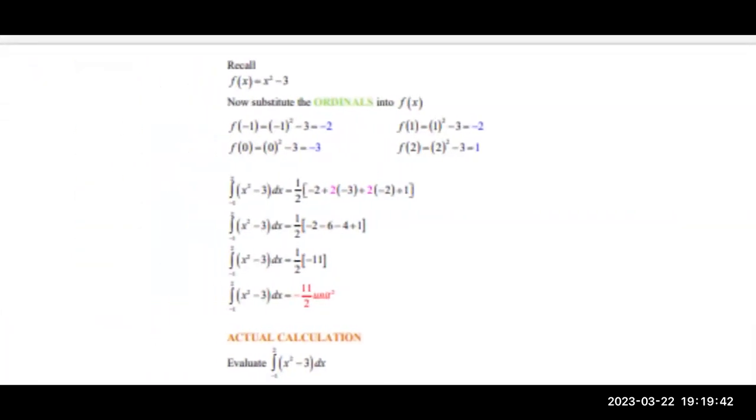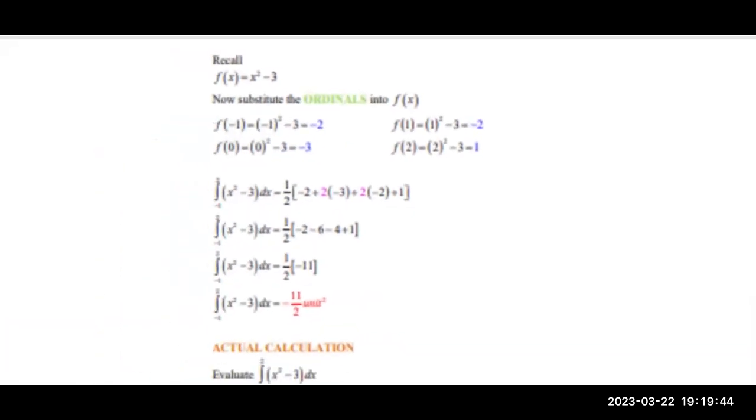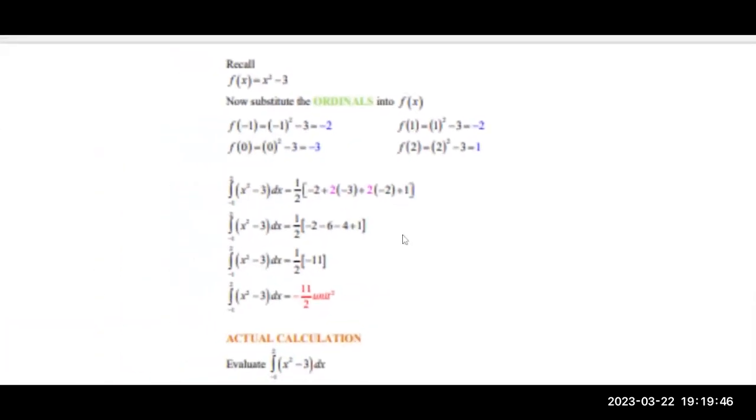So this is what I'm asking you to do. The actual calculation: the integral of x squared minus 3, upper limit 2, lower limit negative 1. I want you to do that actual calculation for me. I'll give you a couple of minutes to get that done, please, and thanks.